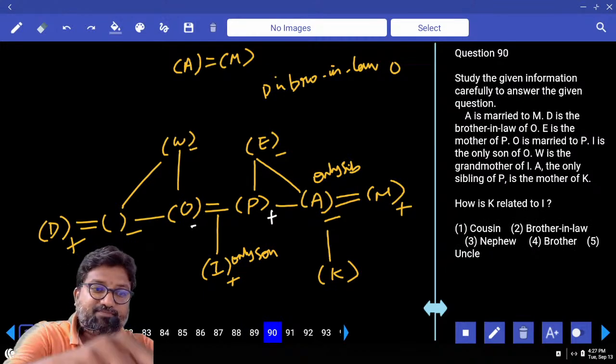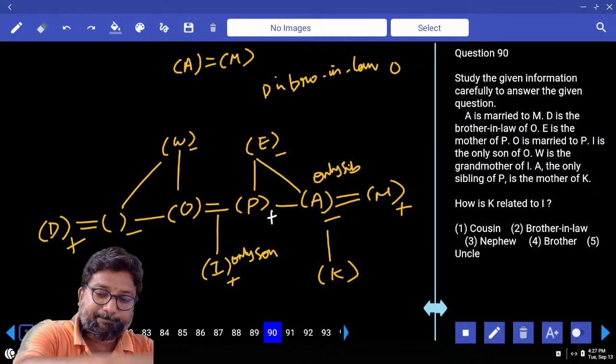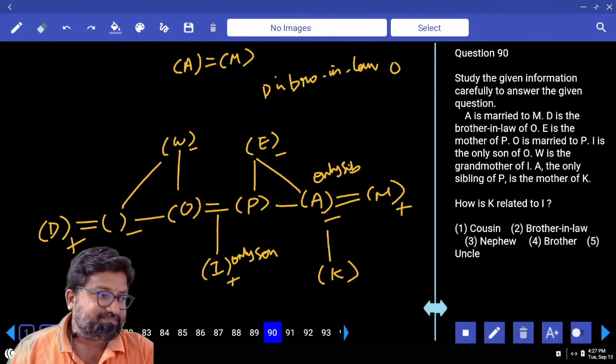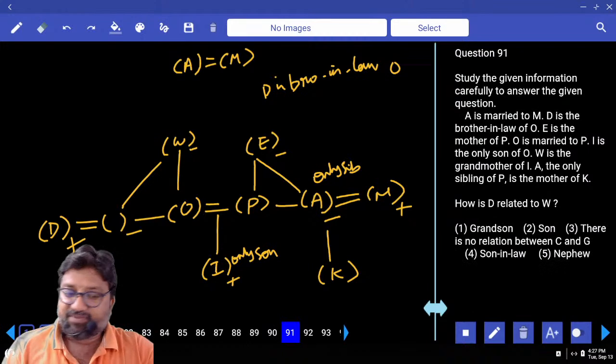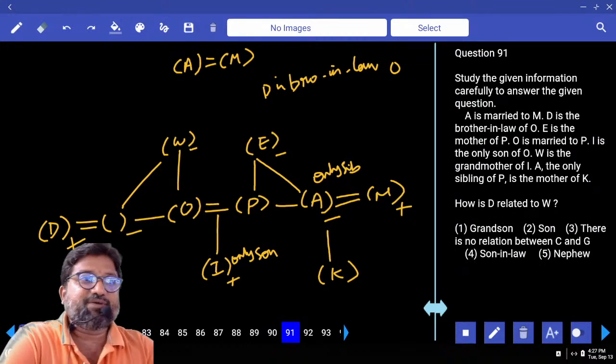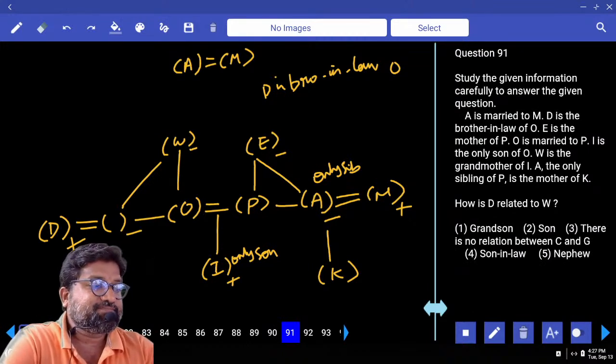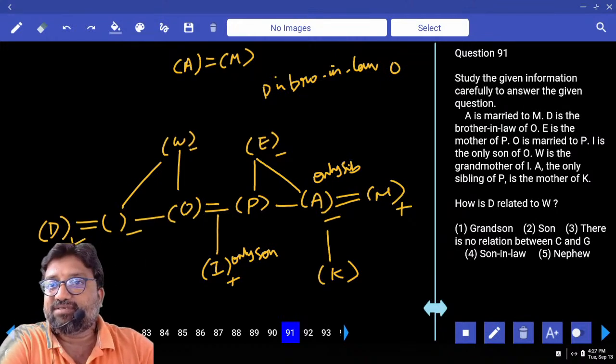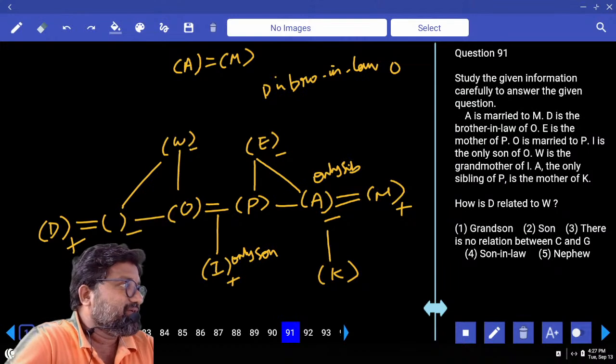Next. How is K related to I? Cousin. How is D related to W? D related to W means son-in-law: W's daughter's husband is called son-in-law.